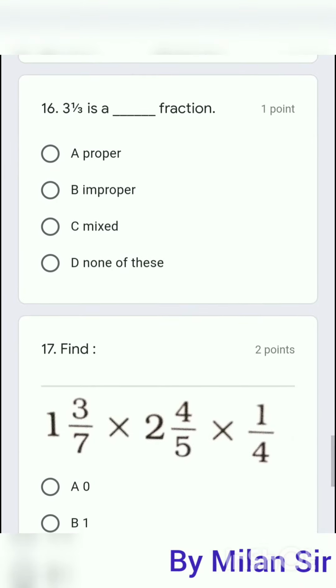After that, question number 16. Here 3 integer 1 by 3, now we just need to tell the type of fraction. Okay, here we can see this is an improper fraction, this is a mixed fraction, right? 3 integer 1 by 3, this is a mixed fraction, because here we have an integer part and a fractional part too, so this is the mixed fraction. So here option C is correct.